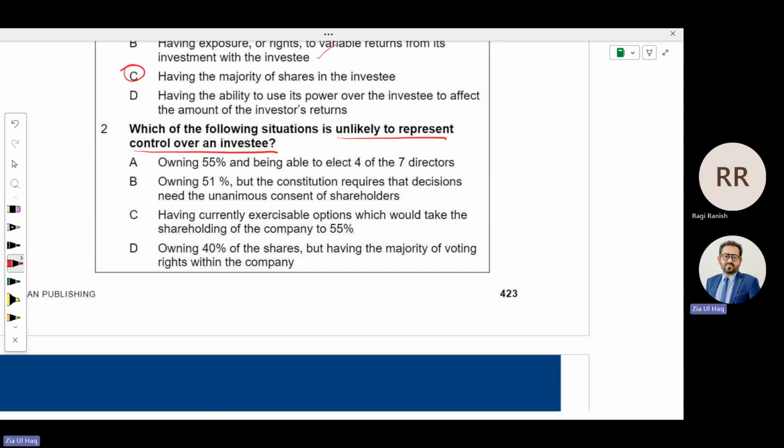Unlikely to represent control over an investee. In control, was there any information about holding? Owning 40% of the shares, but having the majority of voting rights within the company. Due to majority voting rights, you can influence, you're having control, even though your shareholding is 40%.